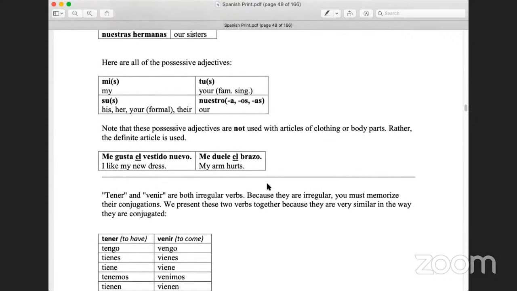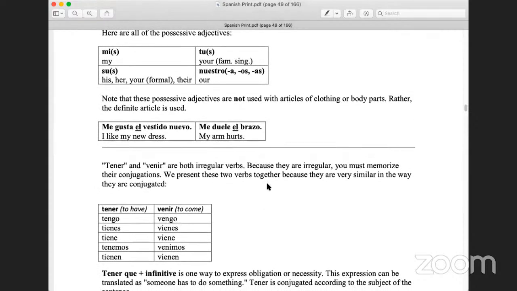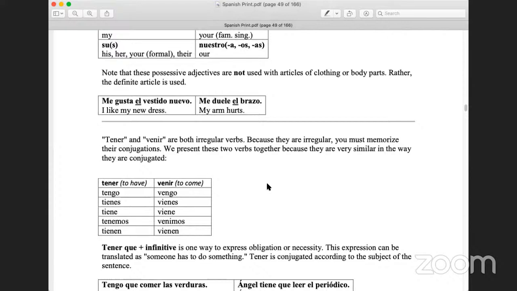Here are all of the possessive adjectives. Mi and mis, singular and plural, my. Tu, tus, it can mean your, familiar, singular, okay? So you're exclusively. Sus or su, his, her, your formal, their. Okay, so sus would be the plural form of it. Nuestro, nuestra, nuestros, nuestras, our. Okay. He wants to break my phone.